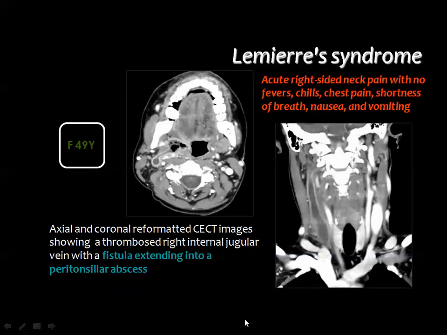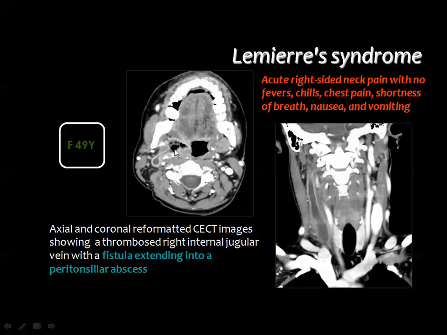And this is an example of a female, 49 years old, with acute right-sided neck pain. She has some fever and chest pain, shortness of breath, nausea, and vomiting. There is a collection in the region of the tonsil, and this collection contains air loculi and is marginally enhancing.